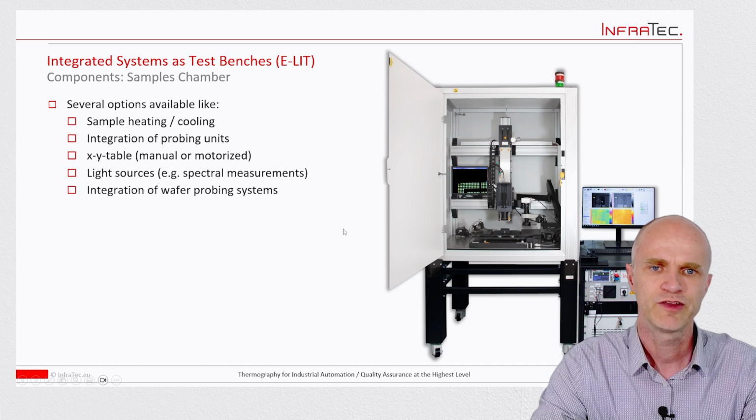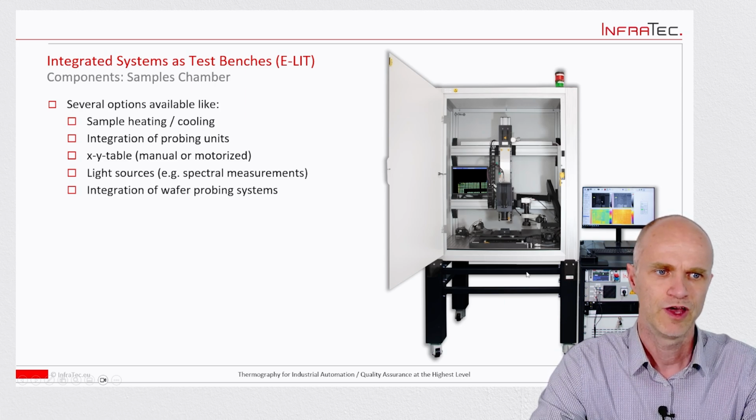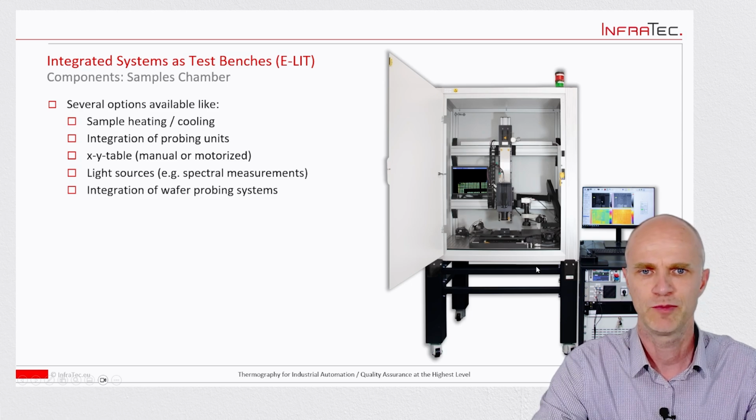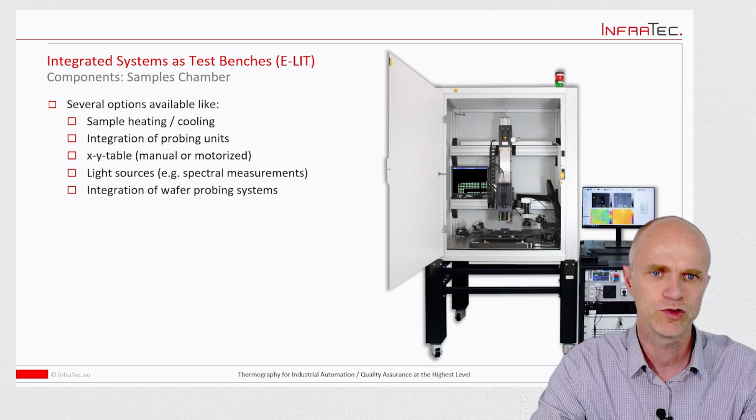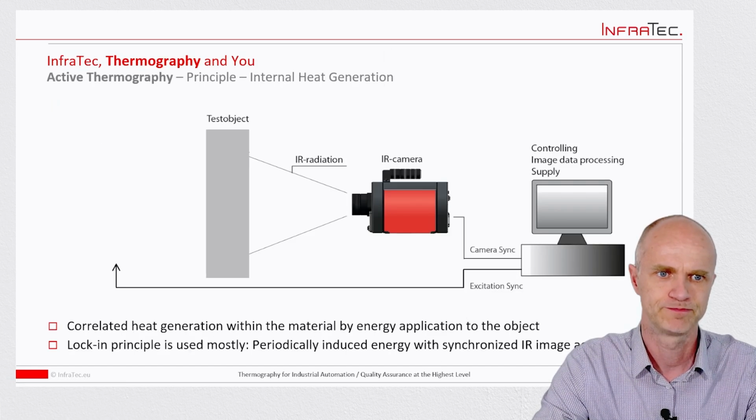And with Fourier transformation, we finally can see these hotspots in this. Additionally, there are components like visible microscopes and an XY table, which helps you, for example, to make a stitching mode in this application. And we can also use the system and integrate, for example, wafer probing systems.